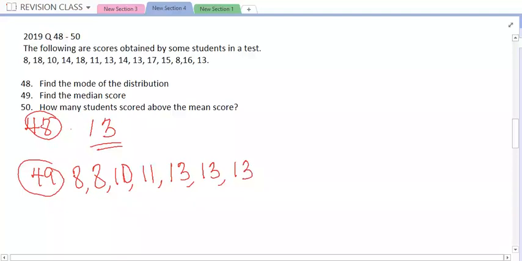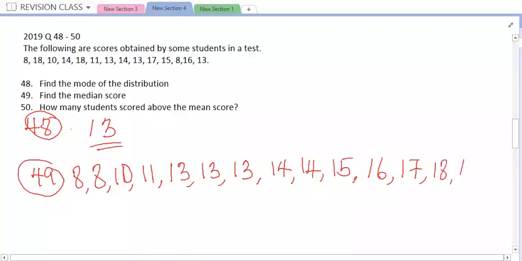Then we have 14, which occurred twice. After 14, we have 15, which occurred just one time. After 15, we have 16 once. After 16, we have 17 once. After that, we have 18, and it occurred twice.